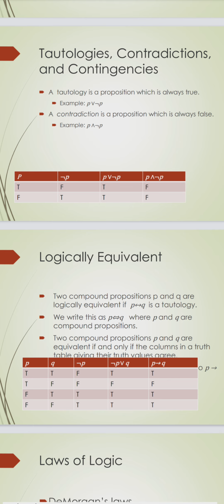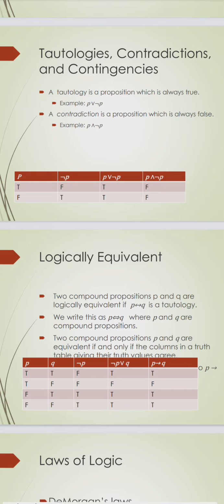Then tautologies, contradictions, and contingencies. A tautology means a proposition whose truth values are all true. If the final value of the whole proposition is true in every case, the proposition is called a tautology. Example: P or negation P.